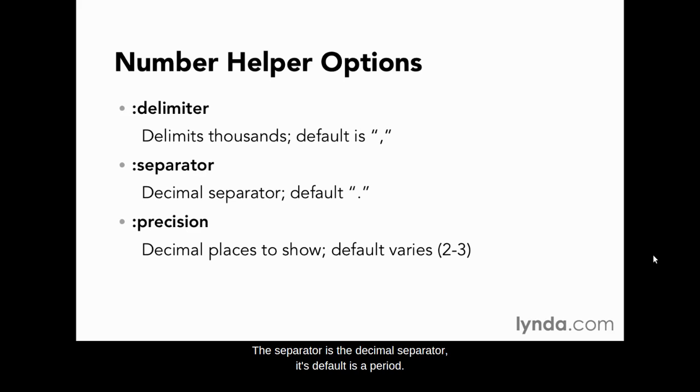The separator is the decimal separator. Its default is a period. And precision is going to be the number of decimal places to show. And that's going to vary slightly between the different methods, but it's usually around 2 or 3. And then some of the methods have some additional options that you can pass in. And we'll see those as we look at some examples.